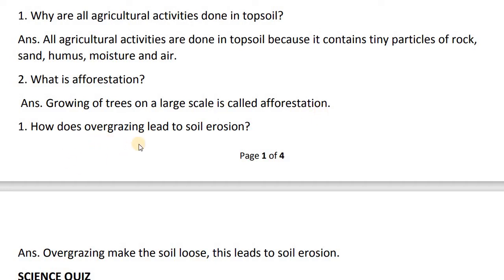Question number 3. How does overgrazing lead to soil erosion? Answer. Overgrazing makes the soil loose. This leads to soil erosion.